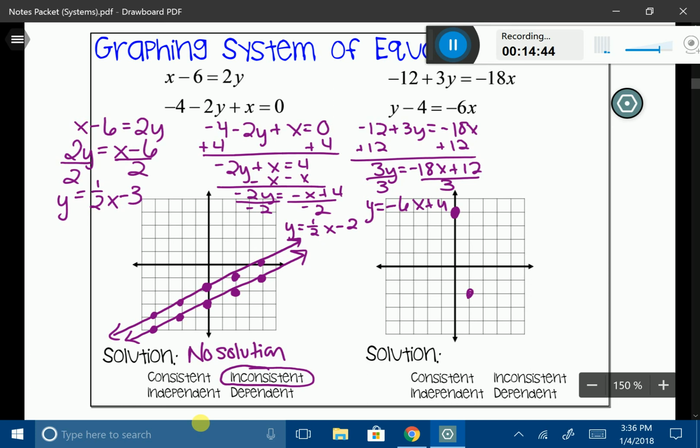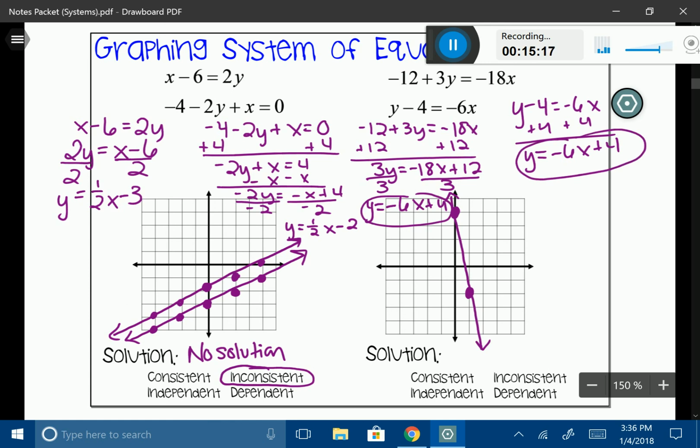All right, it looks like I'm only going to get 2 points on this one. Okay, and then I'm going to go ahead and do my other one. y minus 4 equals negative 6x. I'm going to go ahead and transfer that a little bit. I'm just going to add 4 to both sides. Okay, so look what we ended up with here. We ended up with two equations that are identical to one another. And you couldn't really tell that from the beginning. You had to transfer it into slope-intercept form first.